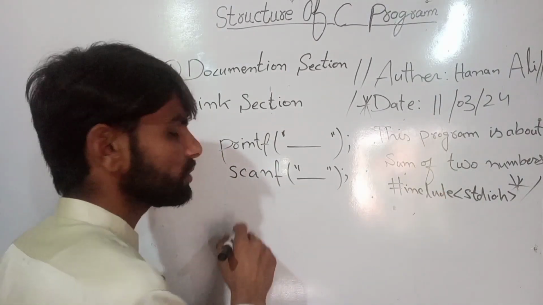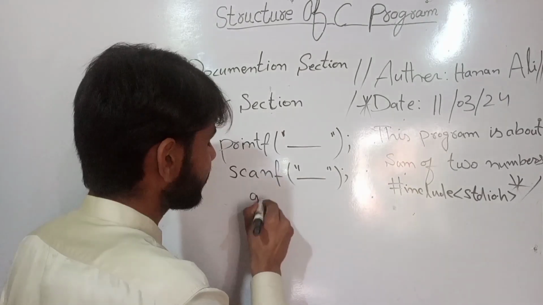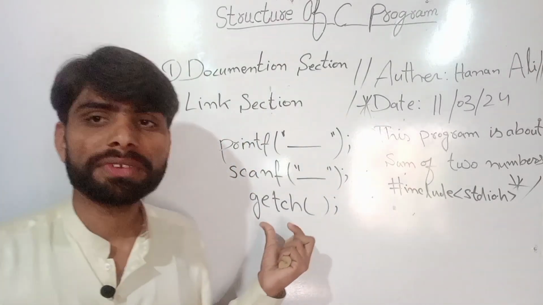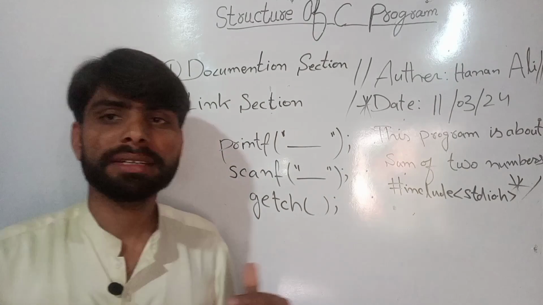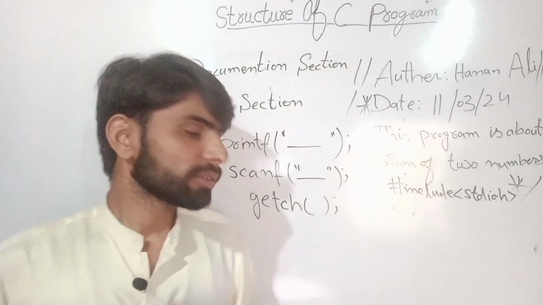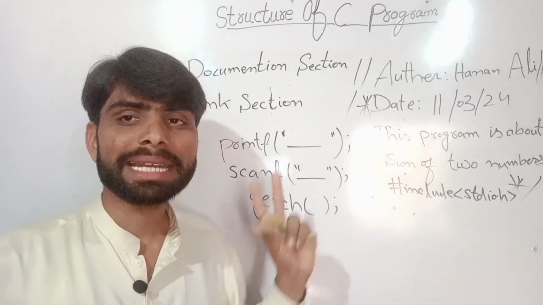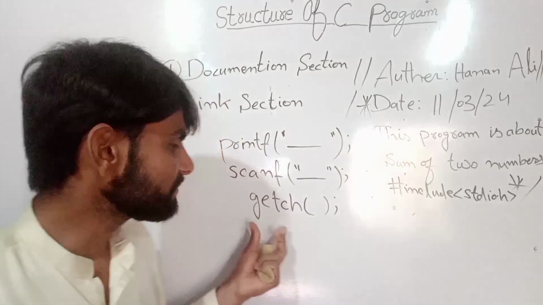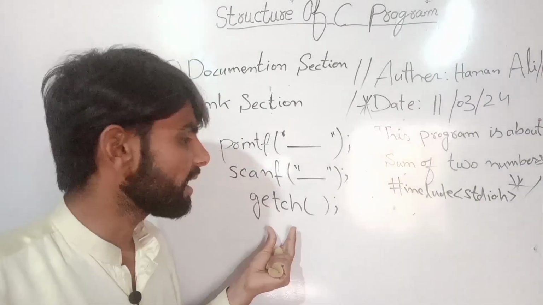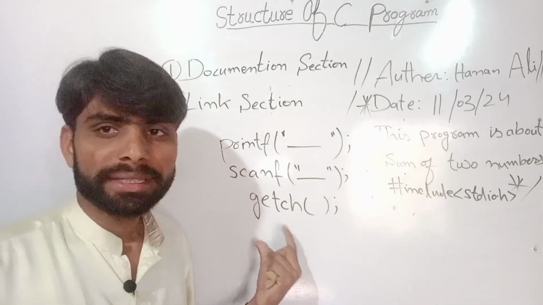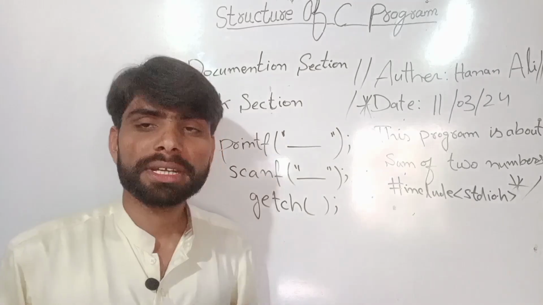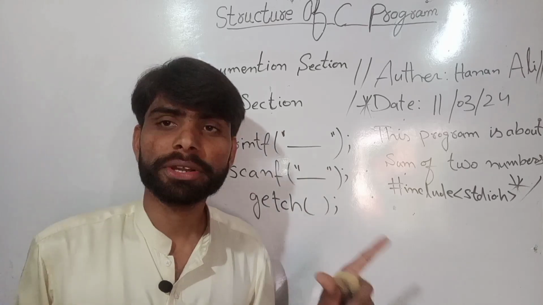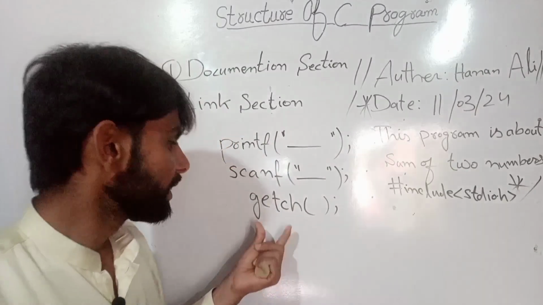The next function that we use frequently in our program in the last is getch. Why do we use this function? We use this function to hold the output on the screen. When all output is displayed on our screen, to hold that output we use the getch function. What will it do? The getch function takes a character from the user, then it continues. Until the user presses any key on the keyboard, it will hold the output on the screen. That's why we use the getch function.